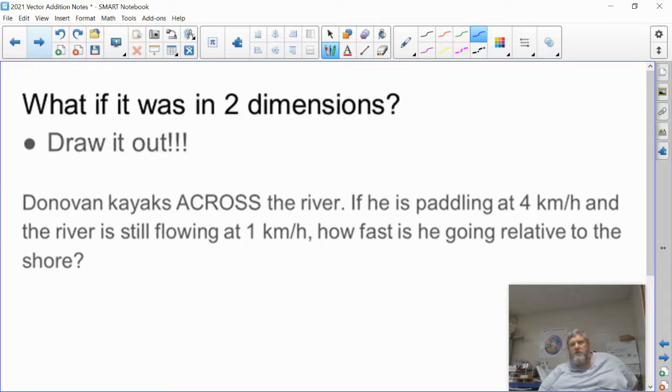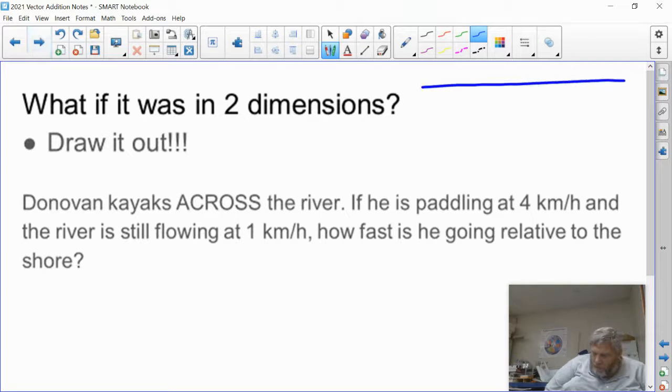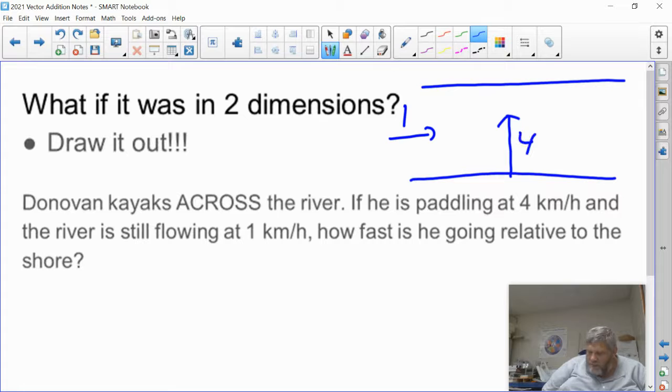All right, what if it was in 2 dimensions now? Okay, so in this particular case, Donovan kayaks across the river. He is paddling at 4 kilometers per hour, and the river's still flowing at 1. So again, here's our river. And our river is flowing at 1 kilometer per hour. This time they're trying to go across the river this way at 4.